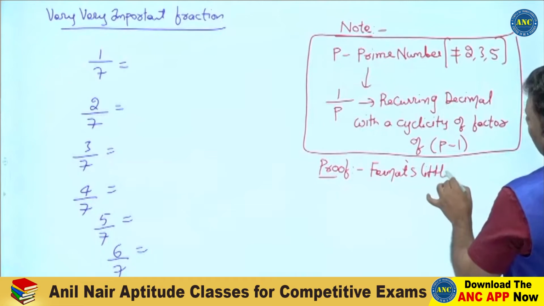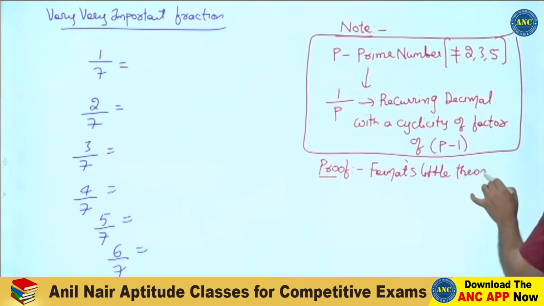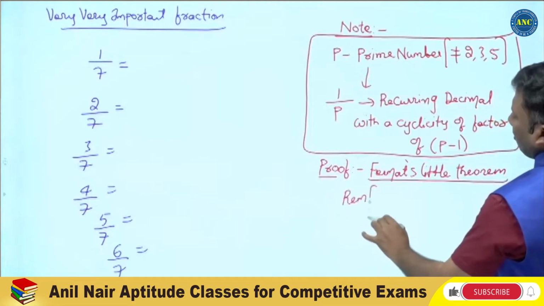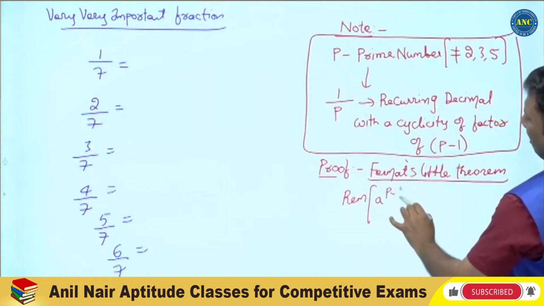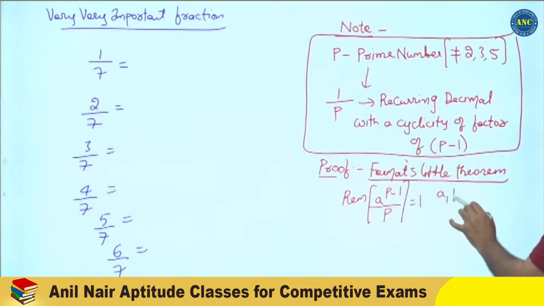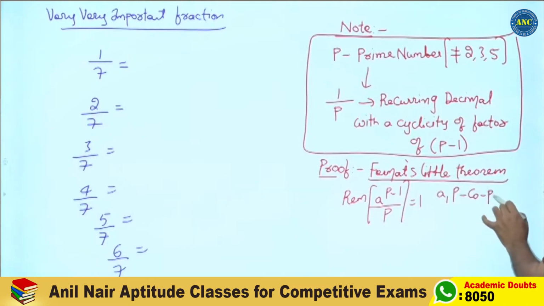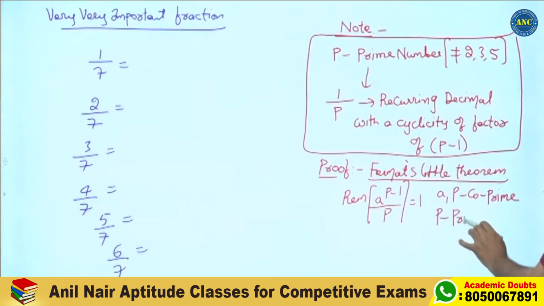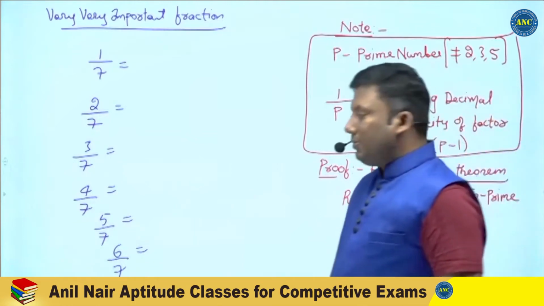Fermat's little theorem. What is the idea? From where is this concept derived? It is derived from Fermat's little theorem, which goes like this: a power p minus 1 by p is equivalent to 1, where a and p are co-prime and p is a prime number. From this theorem, this concept is derived.